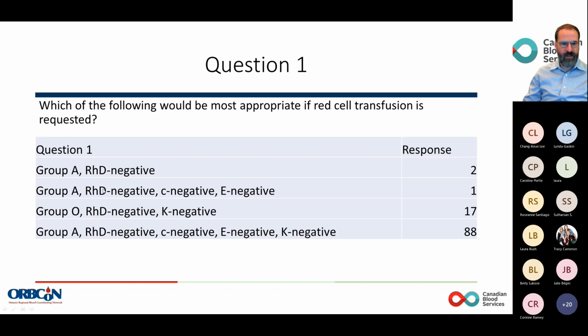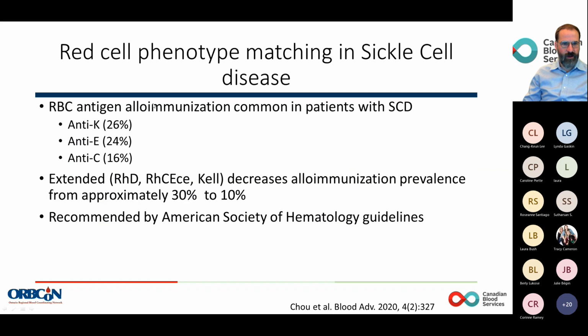In terms of responses we got, most people answered the most complete option for matching, so RHD-CE matched group A and Kel negative cells. People worried just about being RHD negative and Kel negative, and then a few people chose the other two responses. The concepts behind this question that are important really get down to red cell phenotype matching in sickle cell disease.